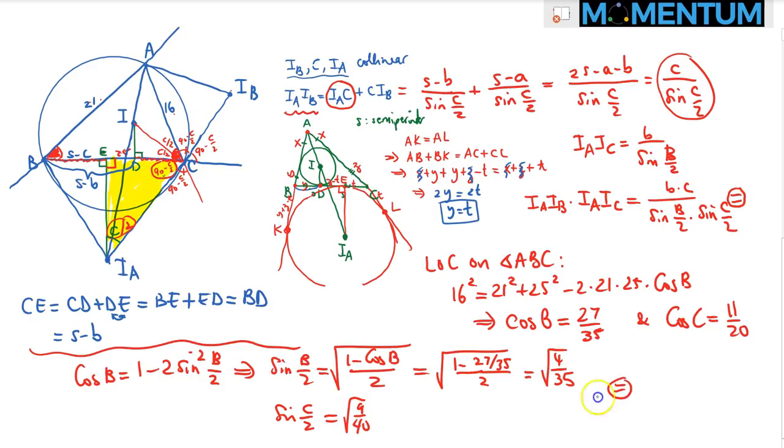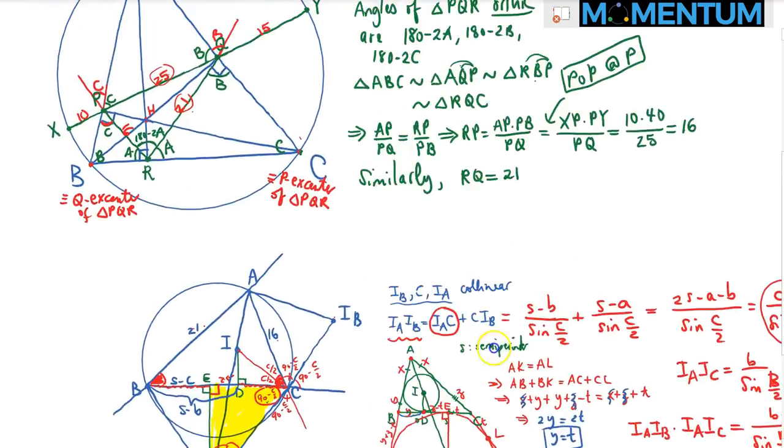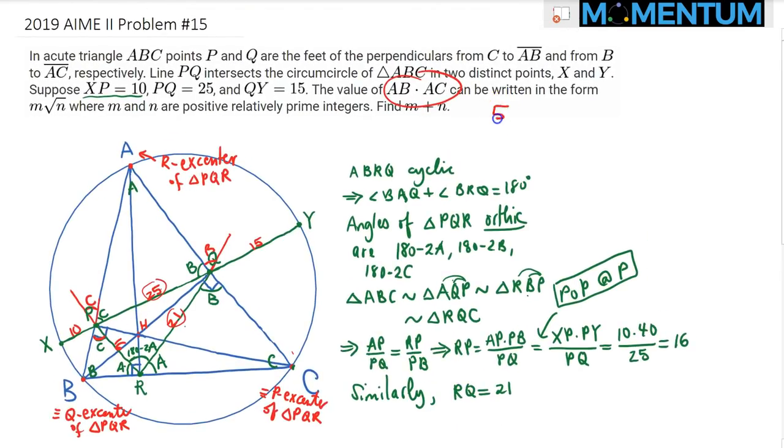So that whole expression as a result is equal to, B times C is 21 times 16, all divided by the sines, which we calculated here, square root 4 over 35 times square root 9 over 40. And the algebra, finally, this thing comes out as 560 root 14. And the question was asking for the sum of these two numbers, which is 574. So that's just the first solution. But the second solution is much simpler, actually.